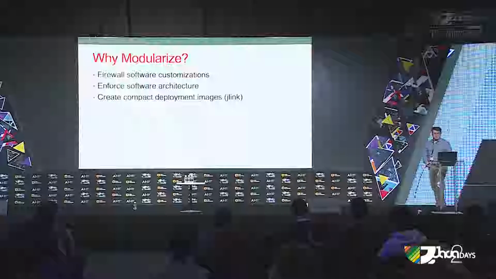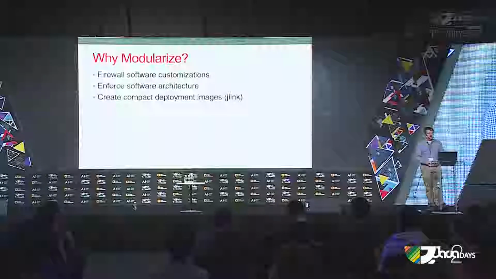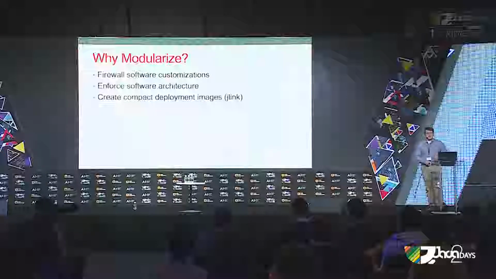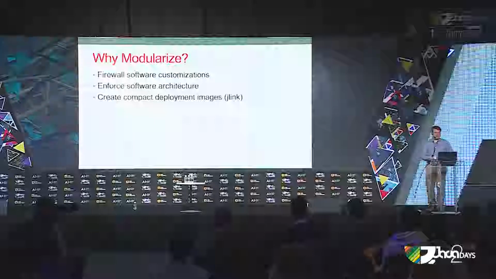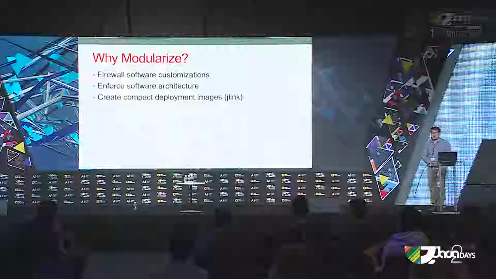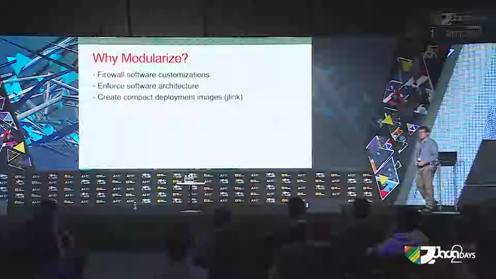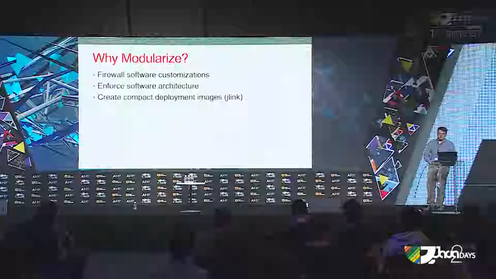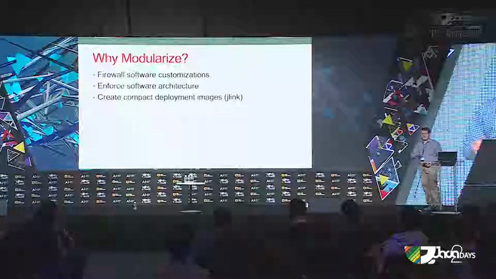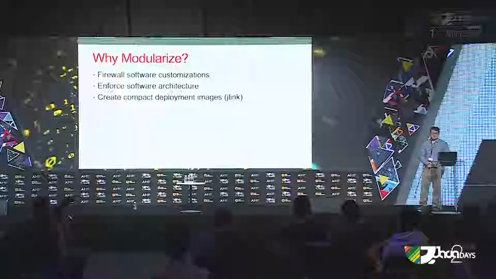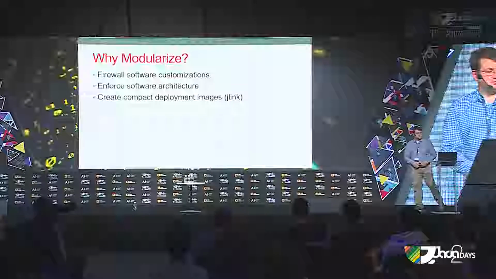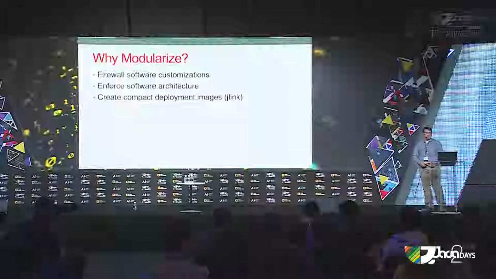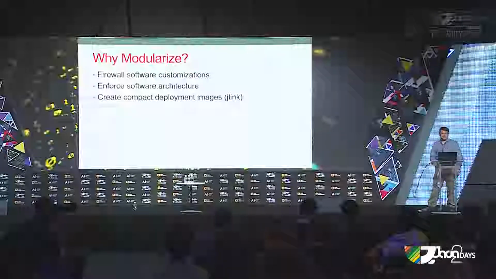Why modularize an existing application? One is to firewall software customizations. If you're deploying an application out to client sites and it gets customized by contractors, etc., and you want to make sure that they can't drill into your software and use APIs or access data that they're not supposed to, modularization offers you the ability to do that. In addition, it enforces good software architecture, so you can't drill around APIs and add dependencies on things that were not expected. And then the third reason for modularization is to create compact deployment images using jlink.